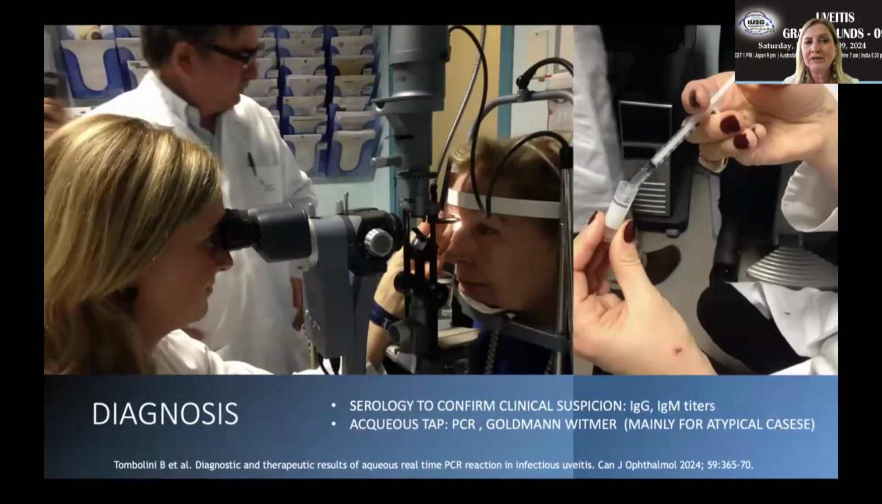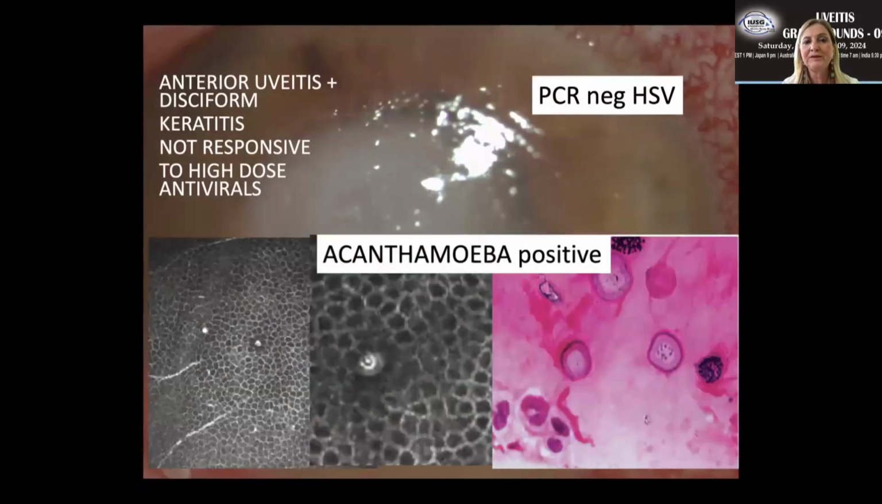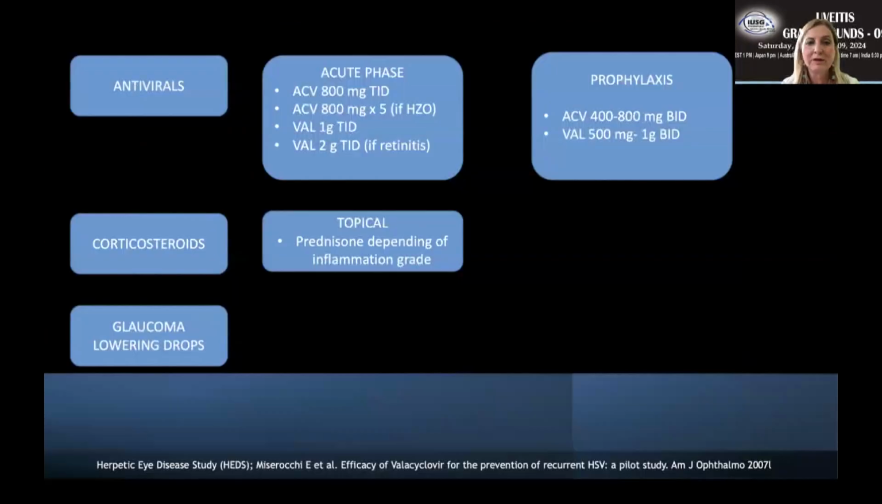So PCR is definitely one of the most important tools to find the DNA in the aqueous humor, and sometimes it can be very helpful. For example, in this patient, who was labeled as a keratouveitis due to herpetic disease, but was not responding to antivirals, and this was the reason. When we did the PCR it was negative for HSV, and the patient had keratouveitis due to acanthamoeba. So it's very important to perform the PCR in some cases.